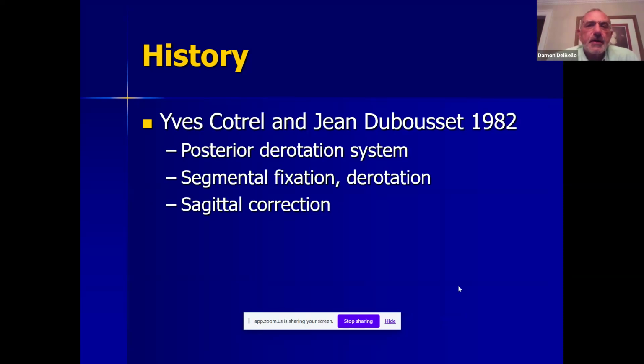In '82, Cotrel and Dubousset from France introduced and developed their derotation system. This was a dual rod fixation system. It was segmental in that it attached to multiple segments, not just top and bottom. And it was the first system that dealt with the rotation and the sagittal plane deformity of the spine.